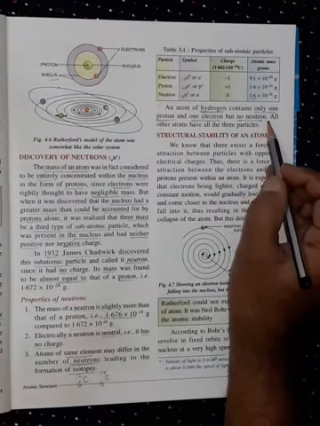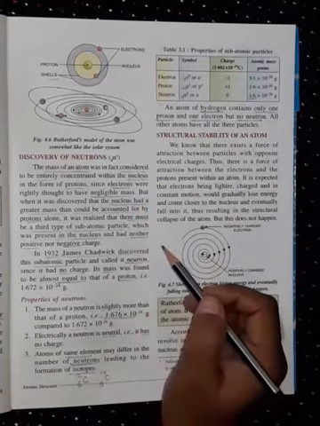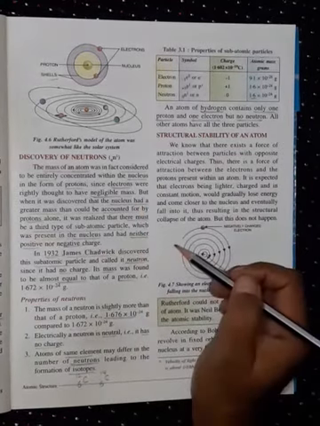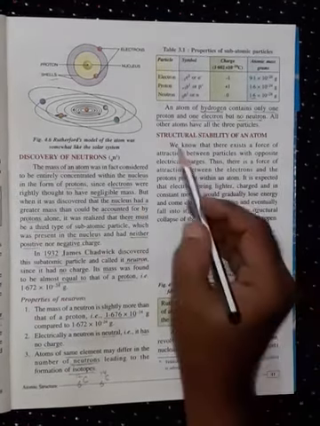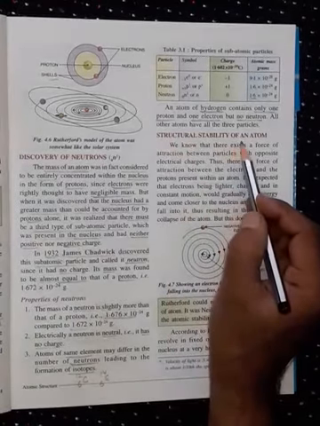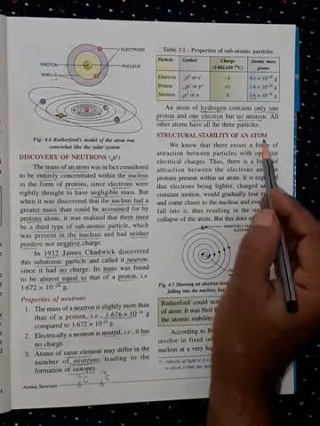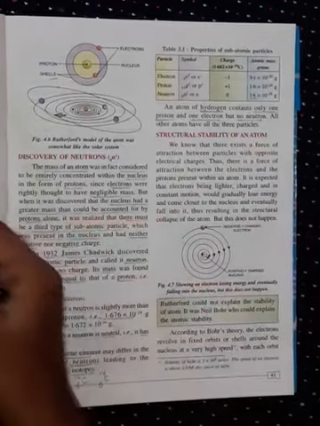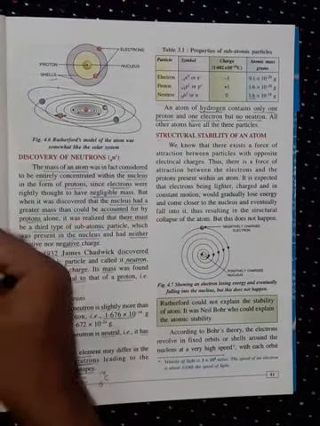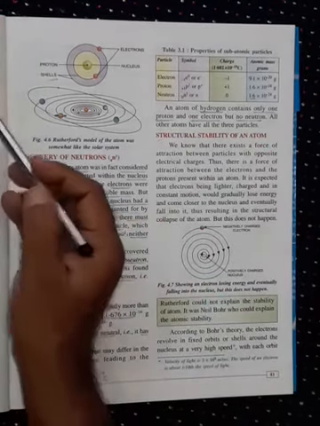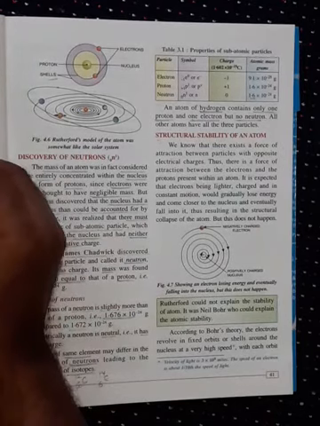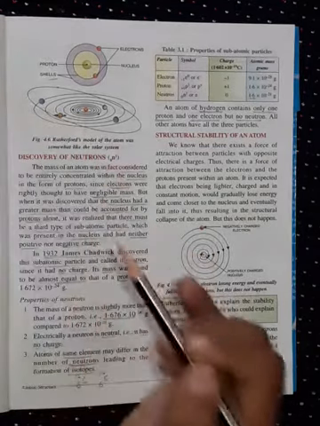So we come to know the discovery of neutrons and the Rutherford atomic model. In the next class I will explain the structural stability of an atom. You have to write the observations and conclusion and the Rutherford atomic model in the classwork notebook.